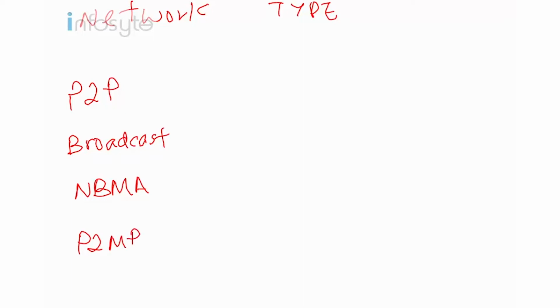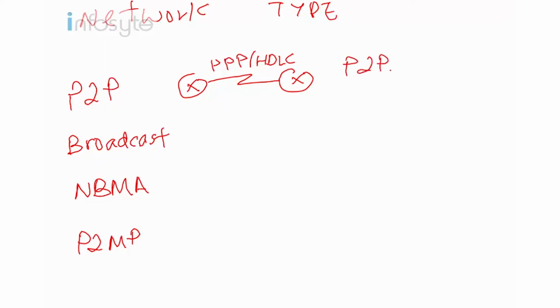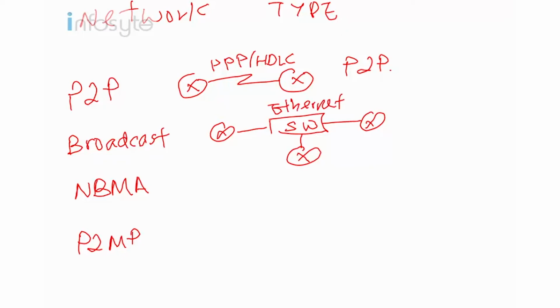So point-to-point, as we know, is routers using PPP or HDLC connections. They will know that this is a point-to-point network. For broadcast, it means they are going to connect to a multi-access network. In this case, they are using switches, and they form an Ethernet broadcast network type.